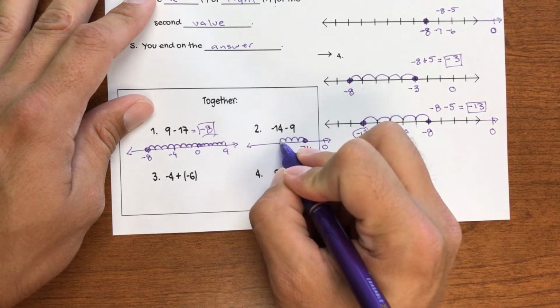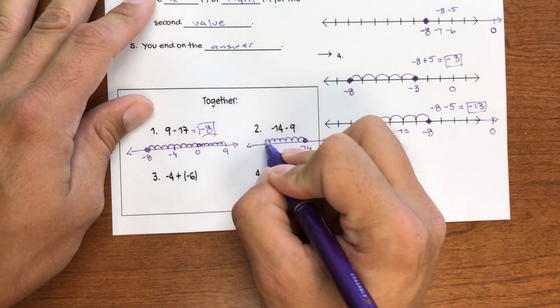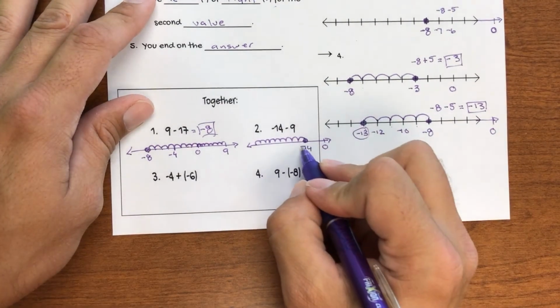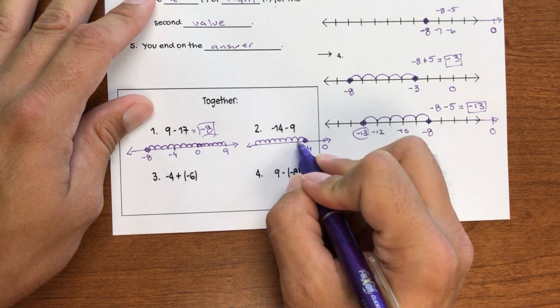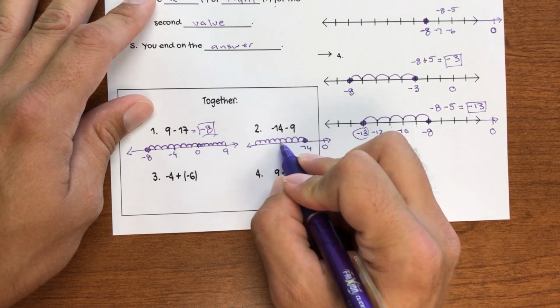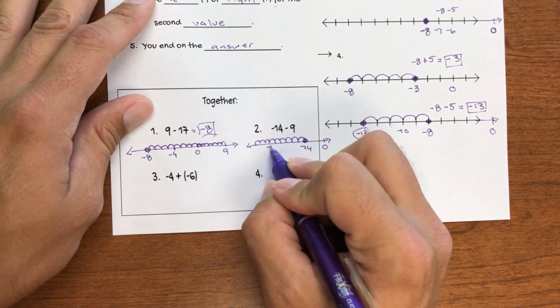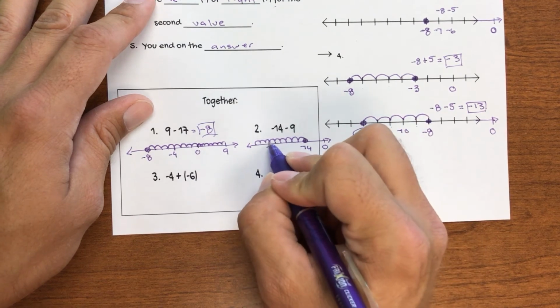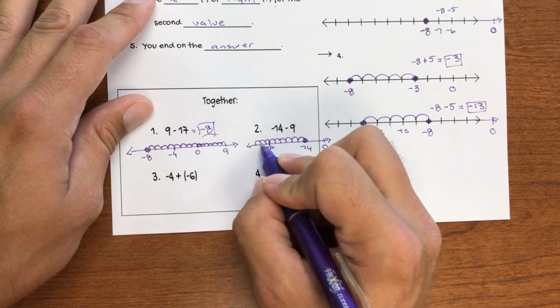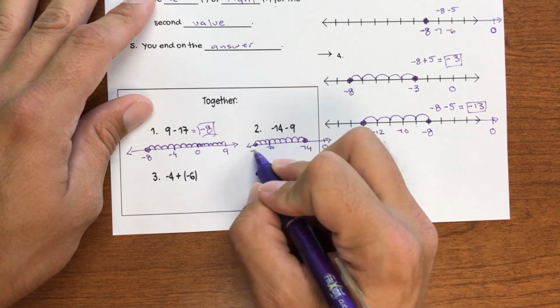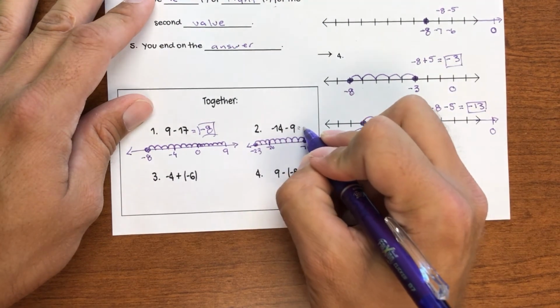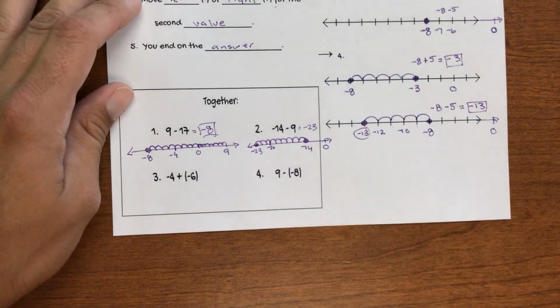1, 2, 3, 4, 5, 6, 7, 8, 9. So if this is negative 14, negative 15, negative 16, negative 17, negative 18, negative 19, negative 20, just in case I lose count, negative 21, negative 22, negative 23. So I went down to negative 23.